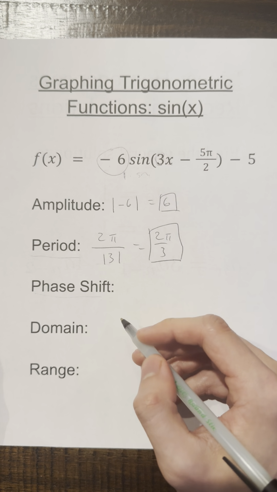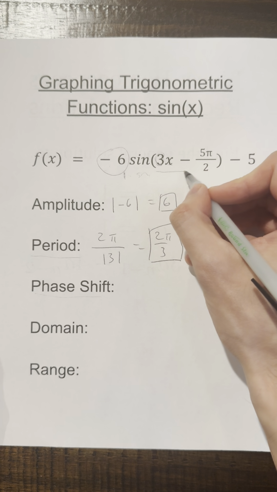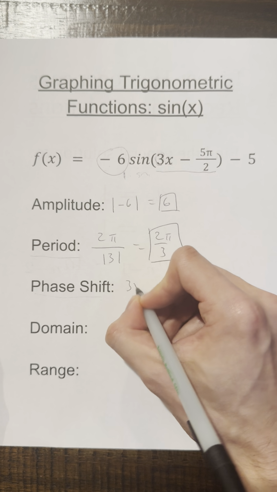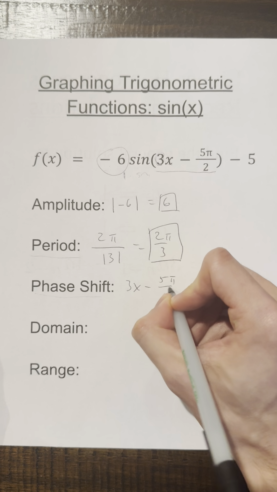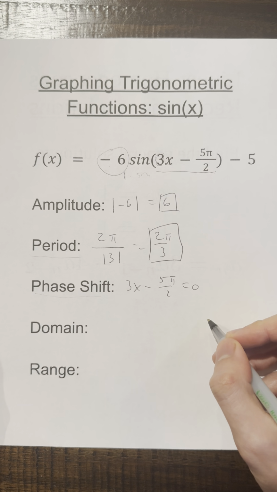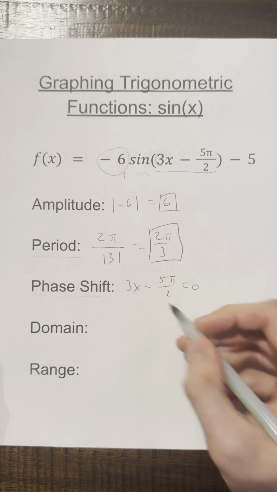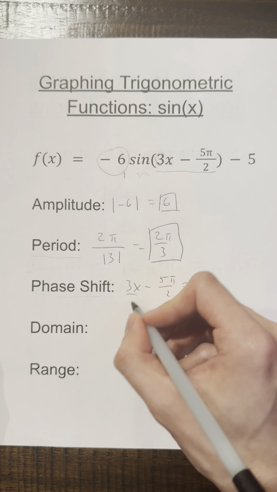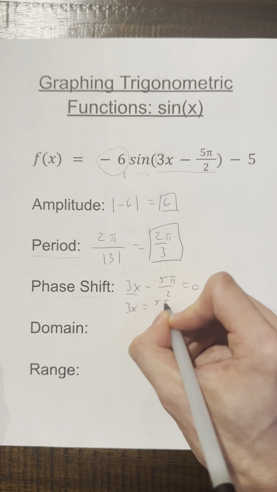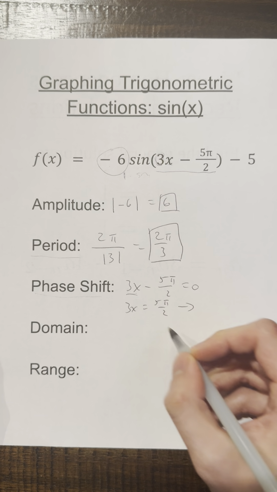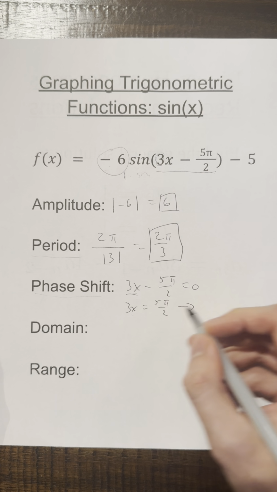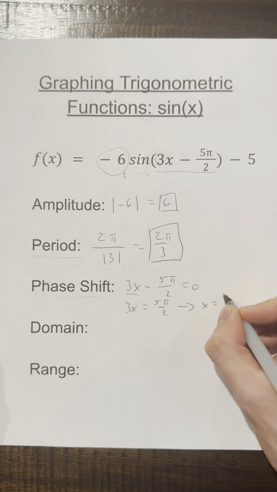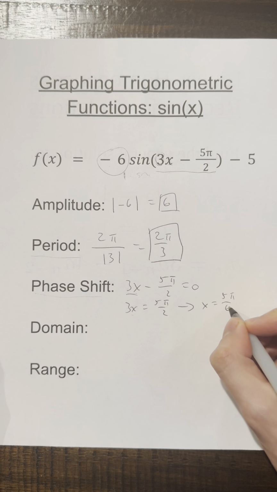How about the phase shift? So that's what you get when you set this equal to 0. So let's go ahead and do that. So how do we solve for x? We need to get this by itself. So let's add 5 pi over 2 to both sides. And then we need to divide both sides by 3. So x is equal to 5 pi over 6.